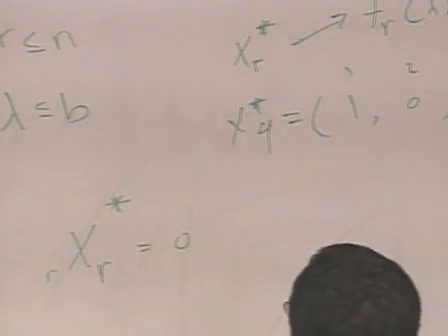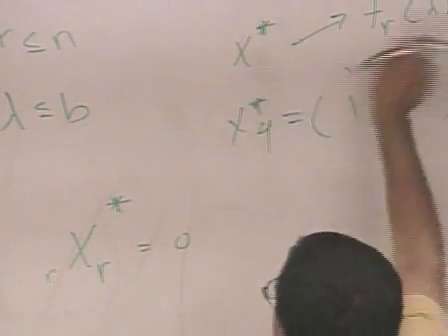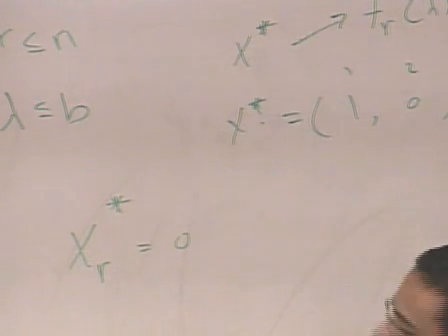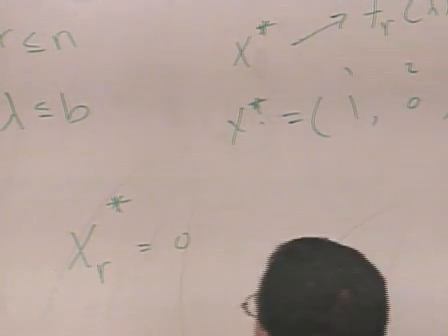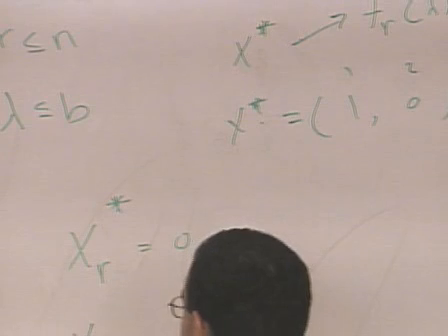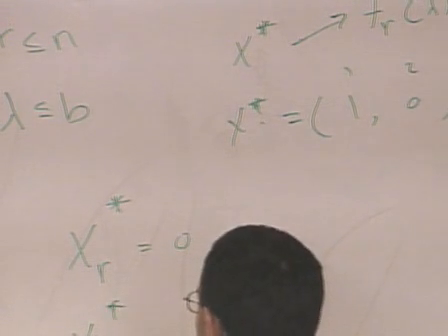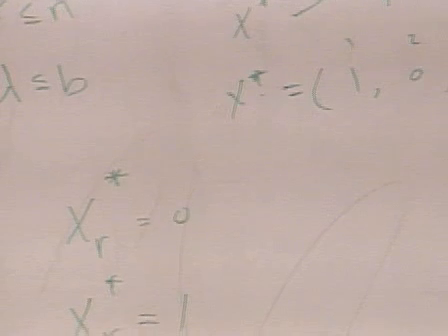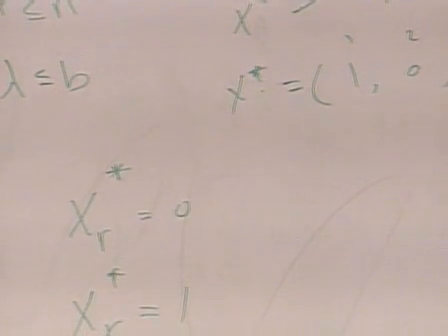Let me make my notation clearer. I'm going to call this guy X star. And by X star R, I would refer to the rth item. Okay? So just, don't make too many indices. So the last item would either be 0 or 1. Now, if the last item is equal to 0, let's see what it means.